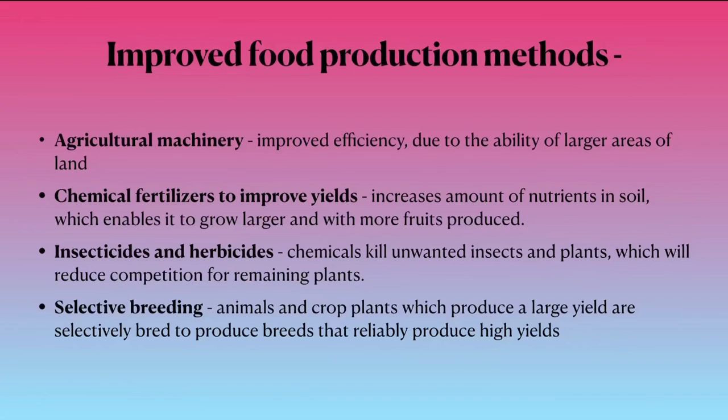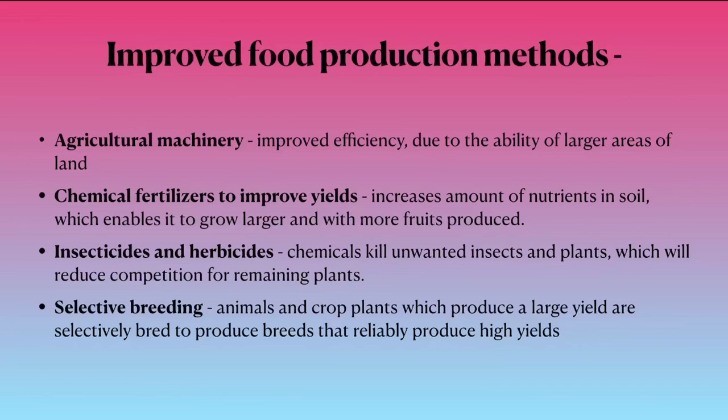The improved food production methods include agricultural machinery. This improves the efficiency due to the ability to farm larger areas of land. Chemical fertilizers improve the yields, which increases the amount of nutrients in the soil. This enables plants to grow larger with more fruits produced. Insecticide and herbicide: insecticide kills insects and herbicide kills plants. So these chemicals kill unwanted insects and plants. This reduces the competition for the remaining plants.